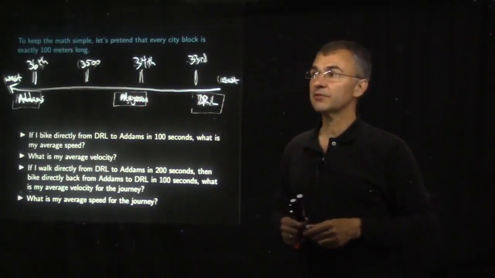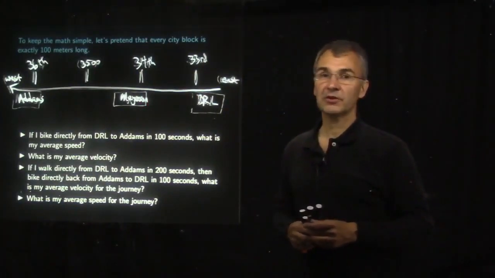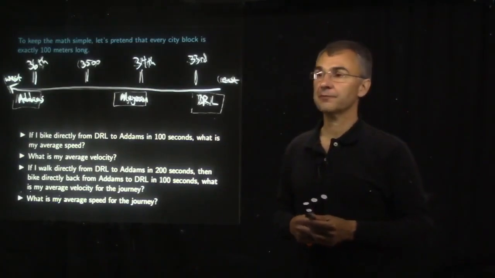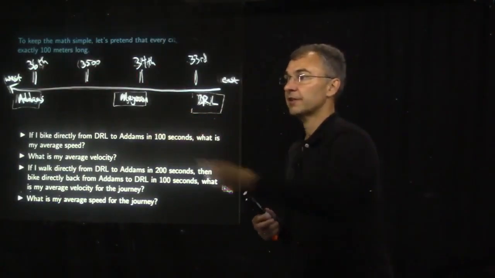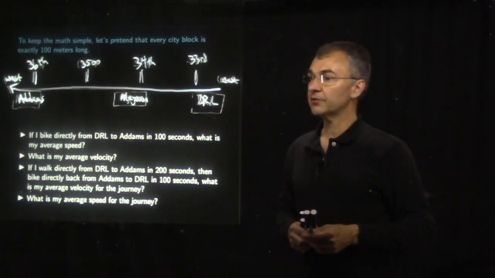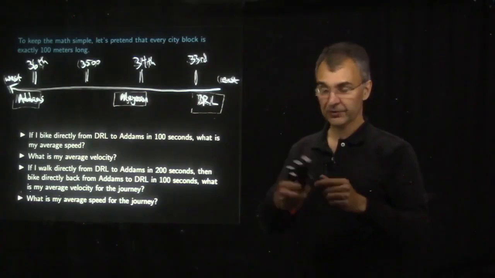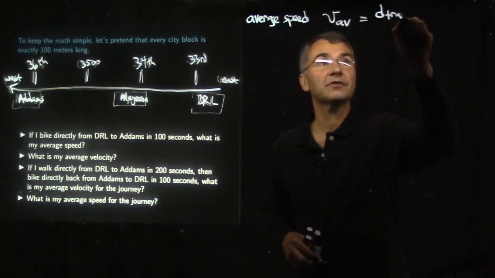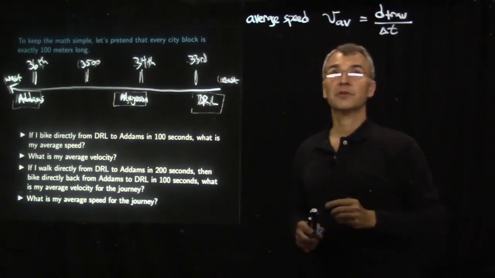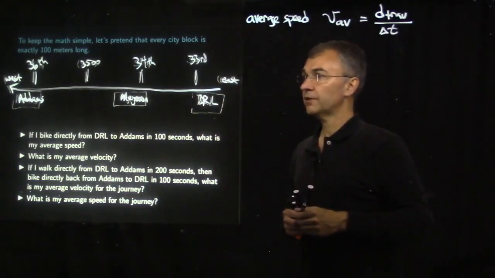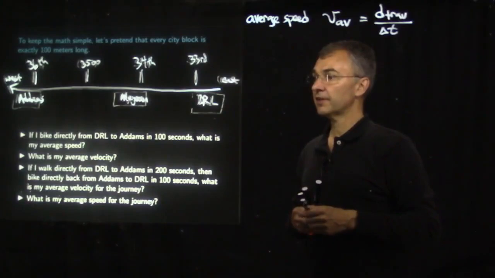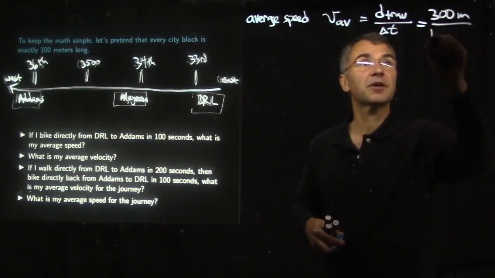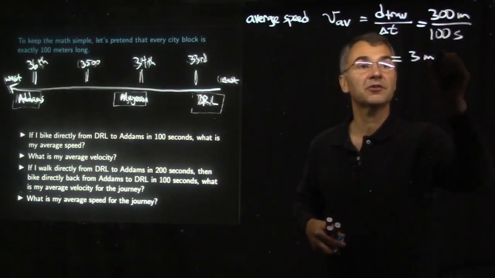Let's go back to this simplified map of the blocks of Walnut Street between DRL and Addams Hall. To keep things simple, let's pretend that a city block is always precisely 100 meters long. So let's say this is 100 meters, 100 meters, 100 meters. If I bike directly from DRL to Addams in 100 seconds, what is my average speed? Average speed, which we usually say is VAV, is the distance traveled divided by the elapsed time. So the distance traveled is 300 meters, and the elapsed time is 100 seconds. So this is 300 meters divided by 100 seconds, which is 3 meters per second.